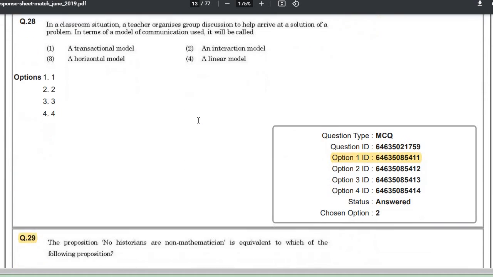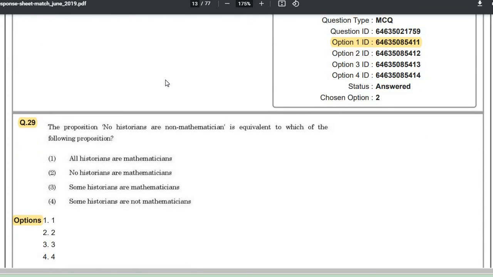Now, coming to question number 28. In a classroom situation, a teacher organizes group discussion to help arrive at a solution of a problem. In terms of a model of communication, what kind of model will it be called? It will be called the transactional model. Whenever we are representing this as a model, this is called a transactional model.